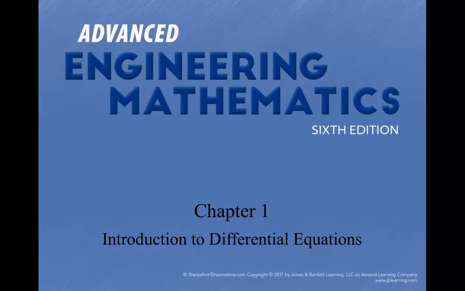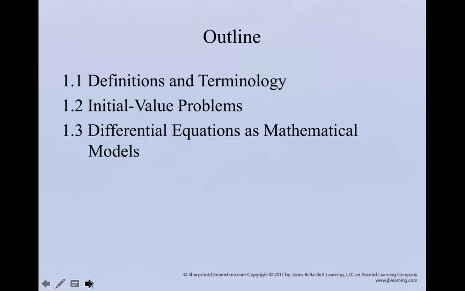So, with no further ado, the textbook that we're using is Advanced Engineering Mathematics by Zill, Z-I-L-L, and the publisher is Jones and Bartlett Learning, and we're going to start right off with Chapter 1. An outline for Chapter 1 is shown above. In this lecture, we'll discuss definitions and terminology.